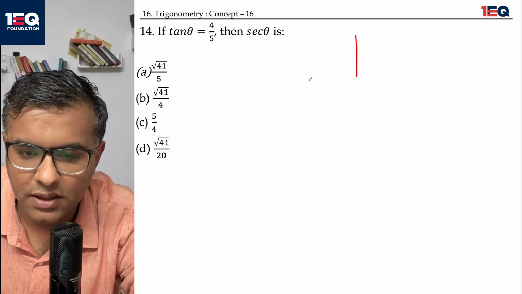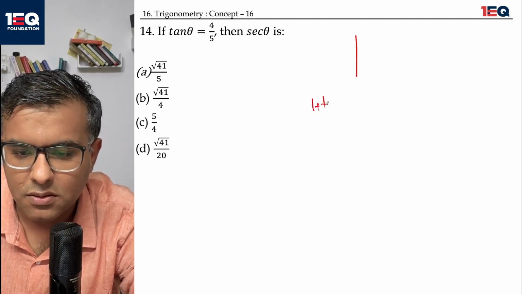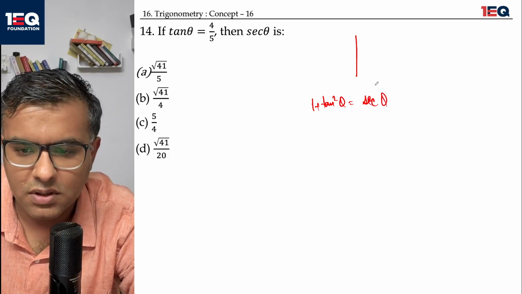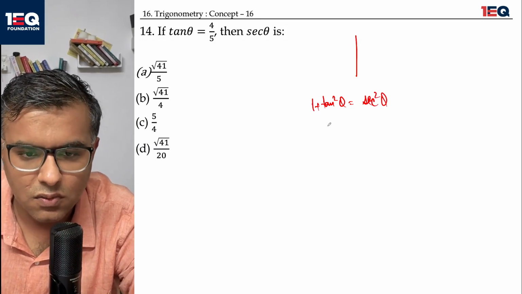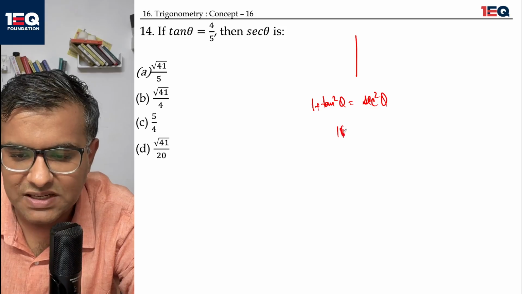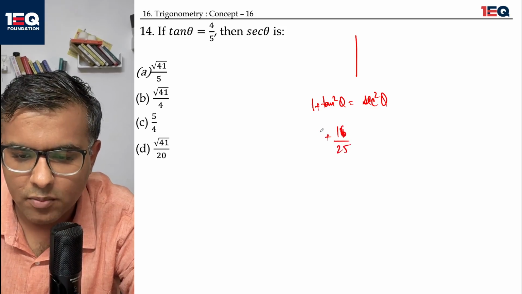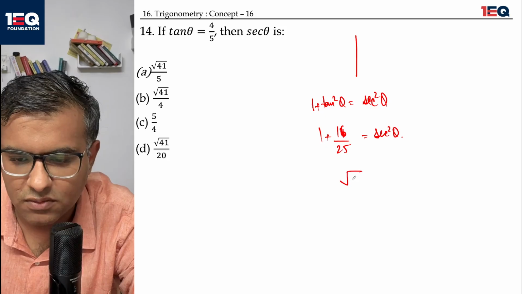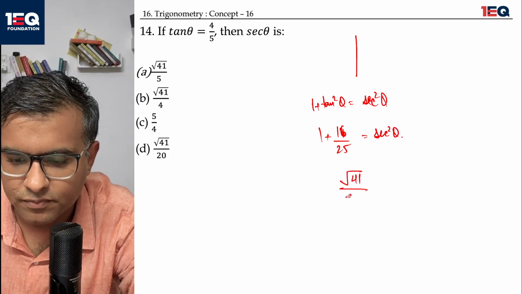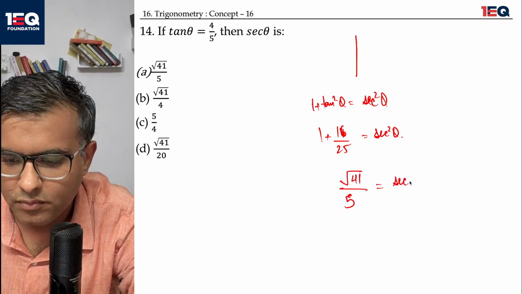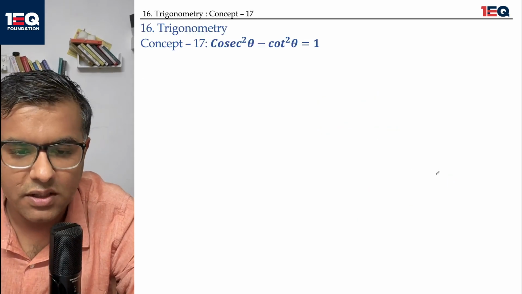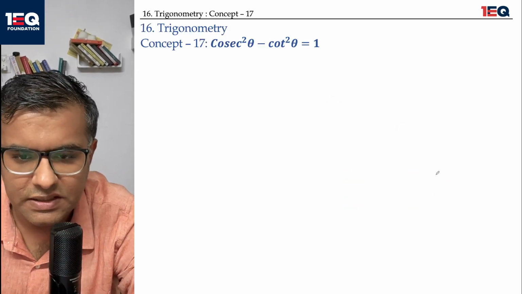Tan theta is equal to 4 by 5. What is the value of sec theta? 1 plus tan square theta is sec square theta actually. So 1 plus tan square, it is 16 over 25 plus 1 being equal to sec square theta. This would become root 41 upon 5 as the value of sec theta, right? Let's move forward. Do we have an option? Yes, A is the first one.